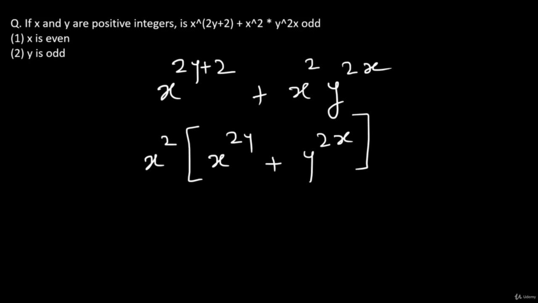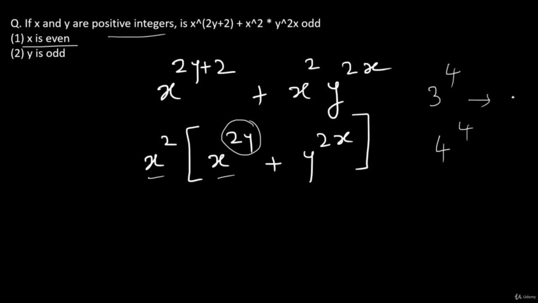Now the first statement given is x is even. Now if x is even, x square will be even, and x to the power 2y also will be even, because you take any even number and raise it to a positive integer power, that will give you another even number. So this is even, and what about y to the power 2x? If y is odd, that would be 3 to the power an even number, say 3 to the power 4, and if y is even, that would be 4 to the power 4.